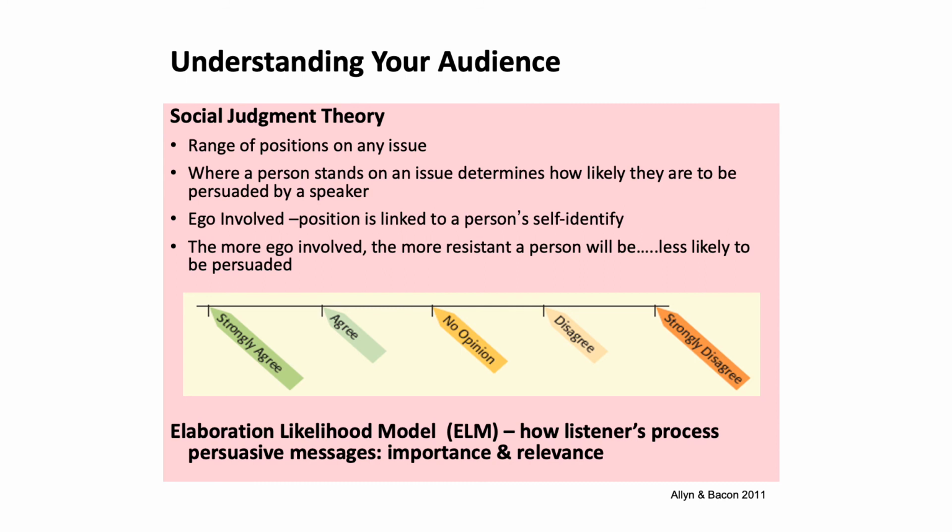You're also introduced to the elaboration likelihood model, or ELM, and it's how listeners process persuasive messages, either by the importance or the relevance. So you're going to learn about central and peripheral processing, and that's another way to help you understand how your audience thinks. And then we always adapt our information in our speeches to what we think the audience might be feeling.